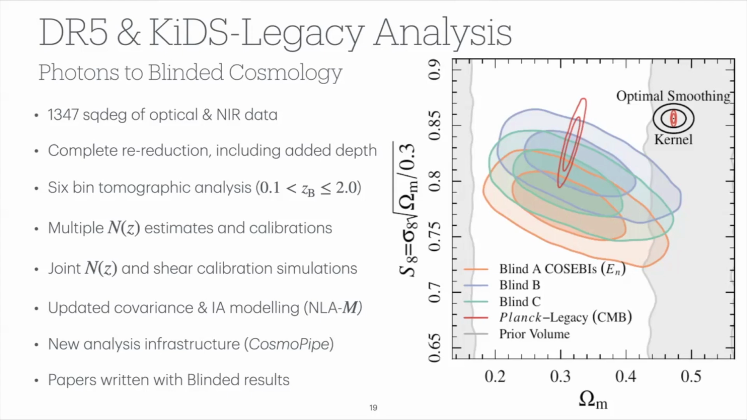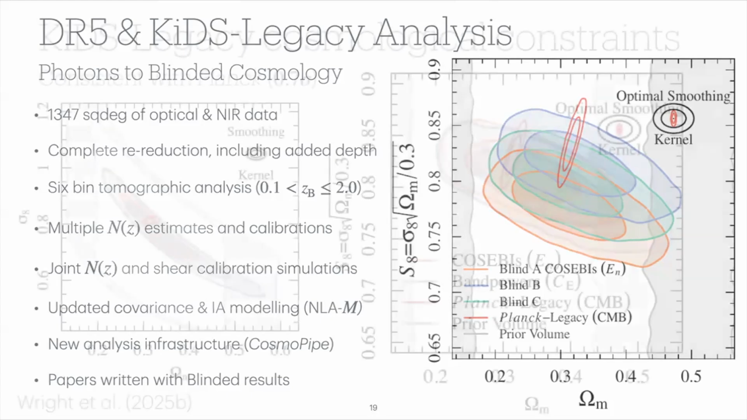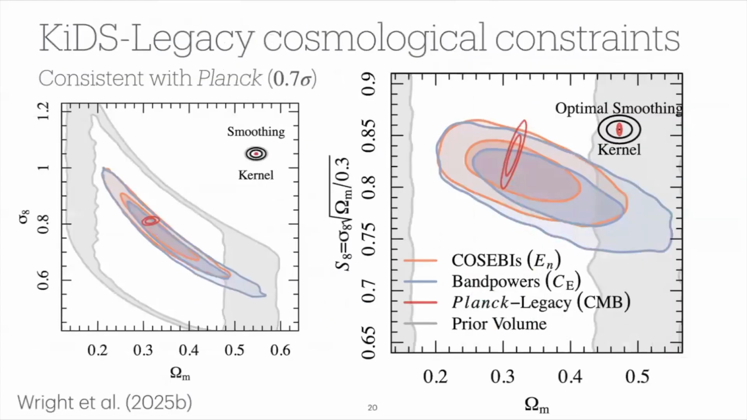And we then, only once we were happy with our pipelines and felt that our analysis was static, decided to unblind. And when we unblind, we find that the KiDS Legacy analyses are fully consistent with the results of the Planck CMB. That is, we have a consistency with the Planck survey that is at 0.7 sigma. Now, as you can see on the plot on the right, there is still a considerable degeneracy between S8 and omega M, which is indicative that the formulation of S8 is not the optimal degeneracy direction for the constraints that we have in KiDS Legacy.